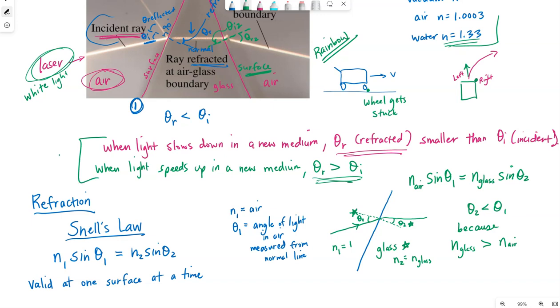So this is explaining what I mentioned here. When light slows down, the angle gets smaller. Well, the light slows down because the index of refraction is larger. With a larger index of refraction, we get a smaller angle. Okay? So Snell's law, this equation, can be used only at one surface at a time, so one boundary between two different materials.